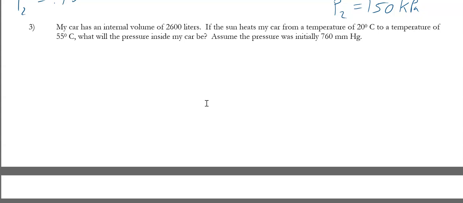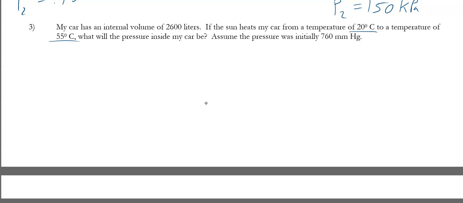Okay, now is there a change in the system? Yeah, right. The sun changed the temperature of the car from 20 to 55 degrees Celsius. And so we want to know, what's the new pressure going to be here? So let's see which gas law we are going to use. We're going to use the combined gas law here because we have a change in the system.